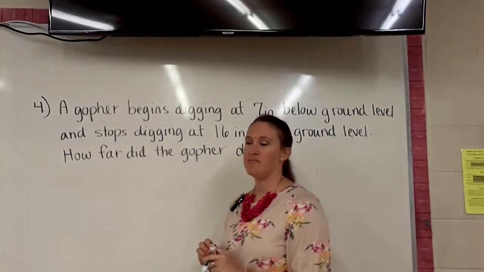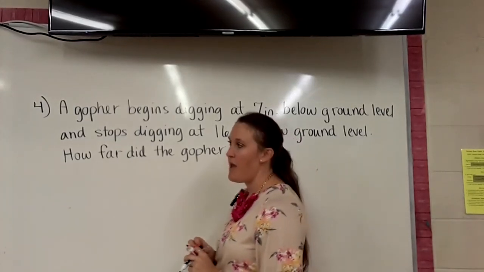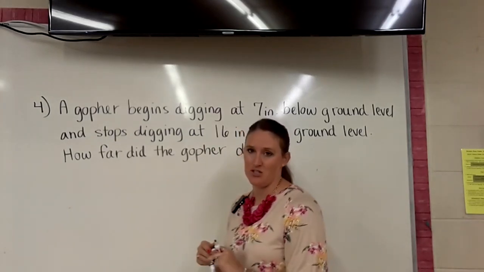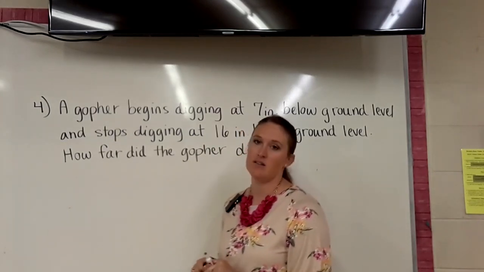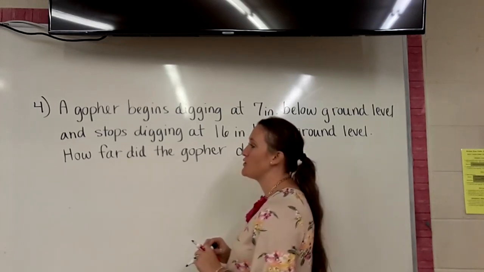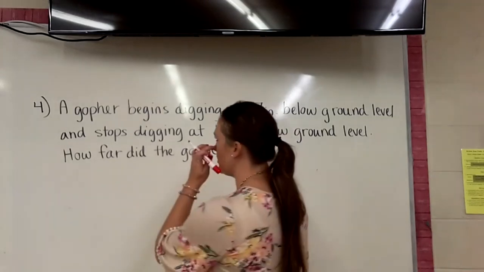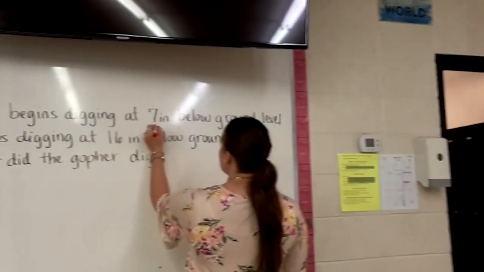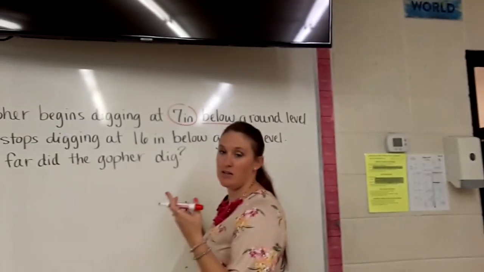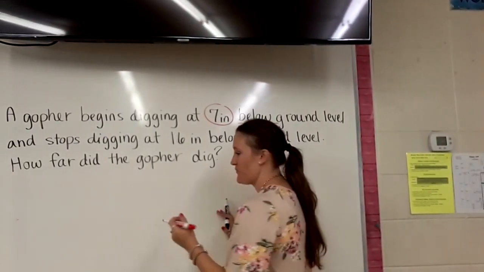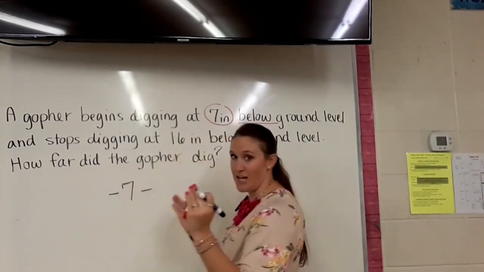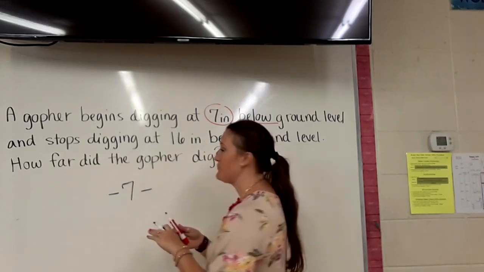Okay, so this problem says a gopher begins digging at 7 inches below ground level and stops digging at 16 inches below ground level. How far did the gopher dig? So we're finding a distance again, so we're going to subtract, but let's go back and look. He begins digging at 7 inches, so there's a number below ground level. That tells me that it's represented with a negative integer. So I have negative 7 minus, because we're looking at two numbers on a number line, the difference between them.